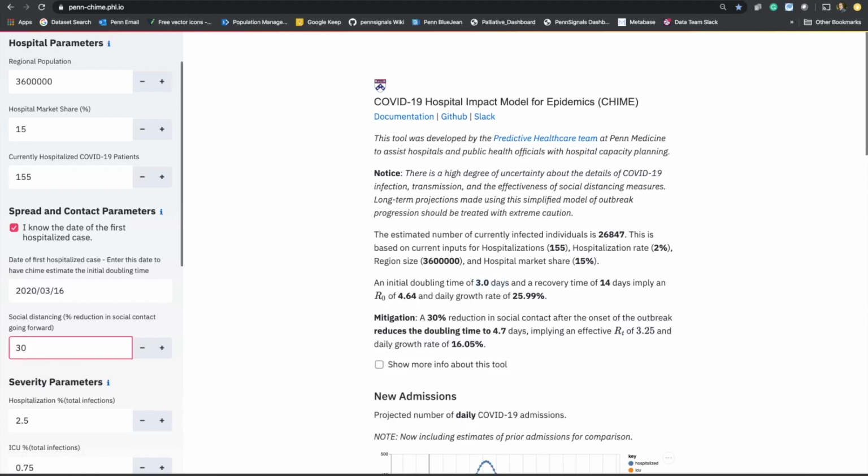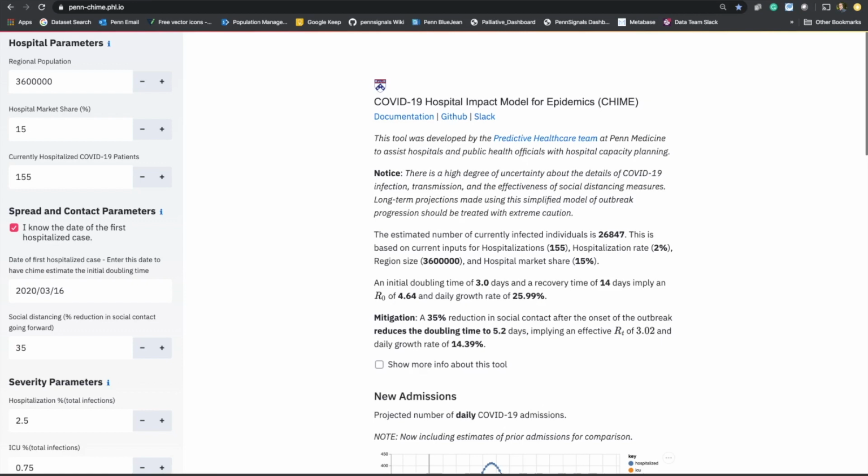Social distancing parameter, this is the percent reduction in social contact going forward from the current date. For Penn Medicine, we have worked out some guidelines for ourselves on different policies. School closings, we think are a 5% reduction in social contact, closing non-essential businesses, 9%, doing all those things, as well as stay-at-home orders, we think are around a 35% reduction in social contact. We have a blog post on this. You can explore our process a little bit more.